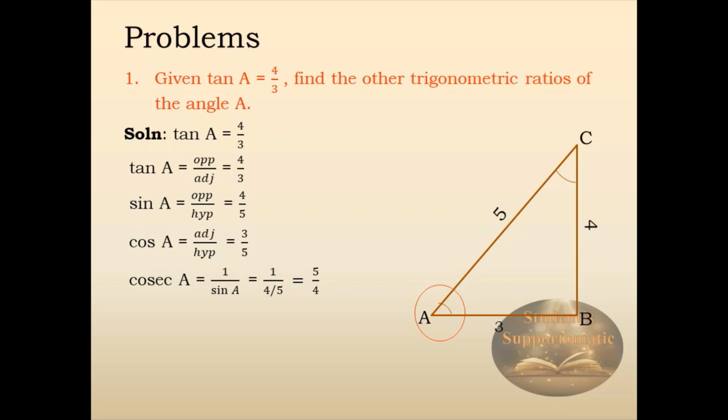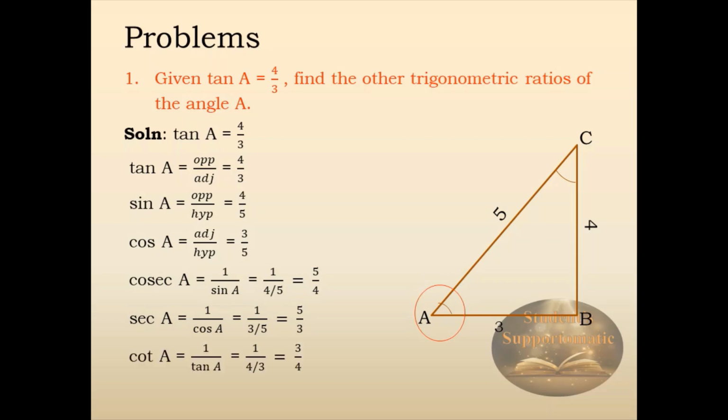Next ratio is secant A. Secant A is equal to 1 by cos A. Secant A is the reciprocal of cos A. So 1 by cos A is equal to 1 by 3 by 5, where 3 by 5 is the cos A value. So 1 by 3 by 5 is equal to 5 by 3. So secant A, the reciprocal of cos A, is equal to 5 by 3.